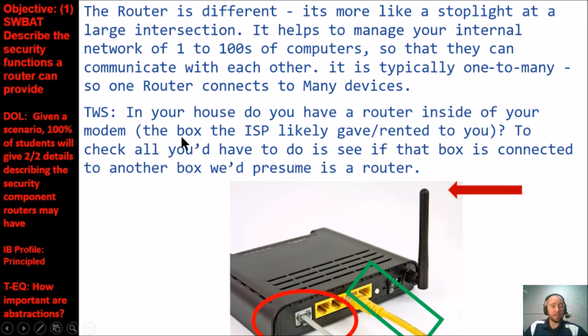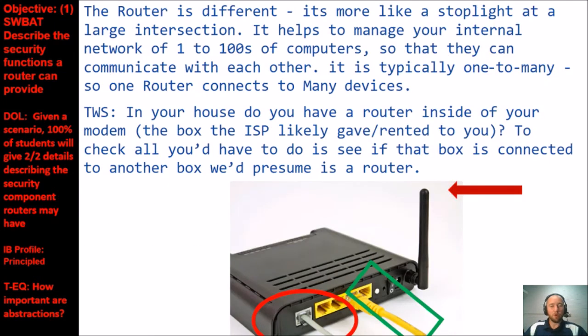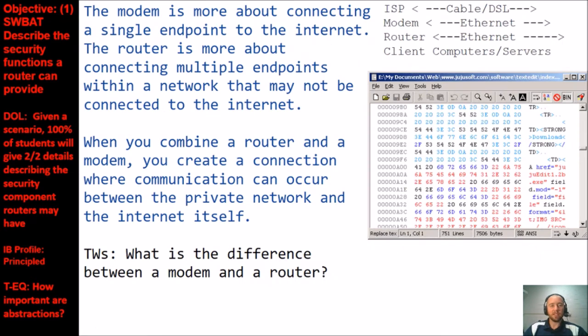So your Think Write Share on this page is, in your house, do you have a router inside of your modem? That is a box the ISP likely gave or rented to you. Or are they separate? Now to check, all you have to do is see if that box is connected to another box, which would presumably be the router. And this little antenna is nice because it should be a sure sign that you're looking at a router. But not all routers have antennas. Mine does not. So in that case, you just have to look at those two ports. And I'm not talking about port numbers. I'm talking about actual physical ports. So the modem is about connecting a single endpoint to the internet.